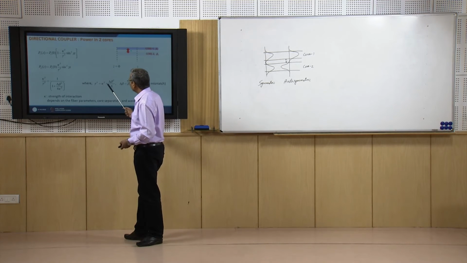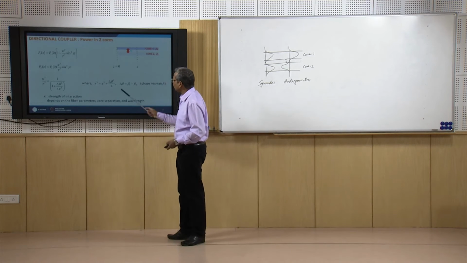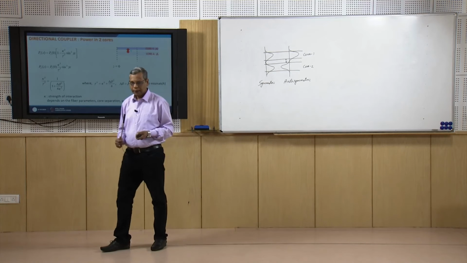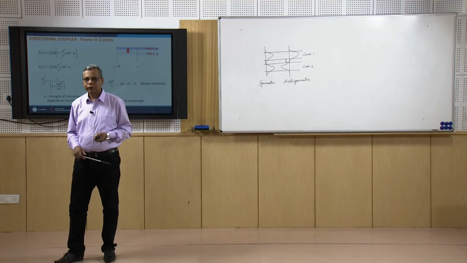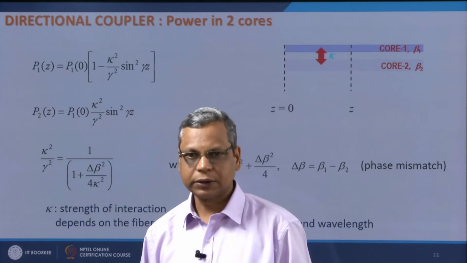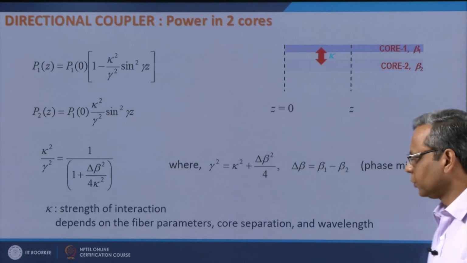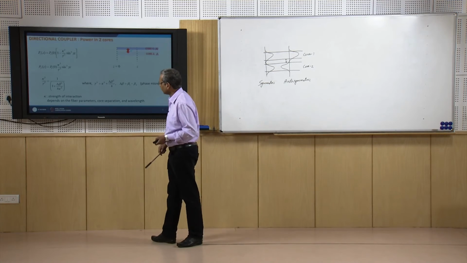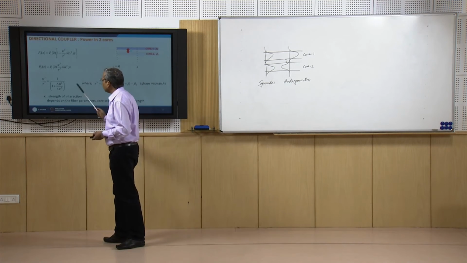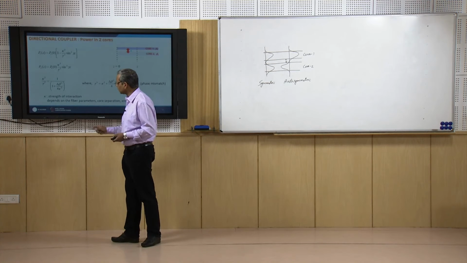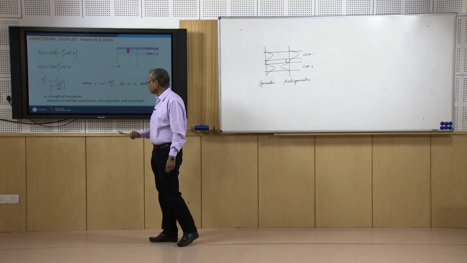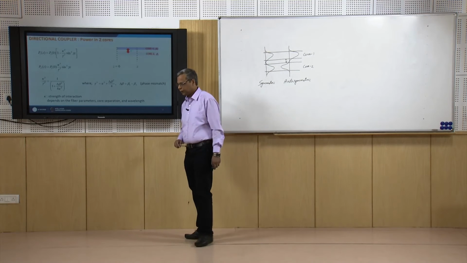So, gamma square is kappa square plus delta beta square over 4, where delta beta is beta 1 minus beta 2, which is also known as phase mismatch, because beta 1 represents the propagation constant of the mode of core 1 and beta 2 represents the propagation constant of the mode of core 2. So, of course, if beta 1 and beta 2 are different, there is a phase mismatch between them. And kappa is called the coupling coefficient and it represents the strength of interaction between the two cores. It depends on the fiber parameters, the core separation and the wavelength.